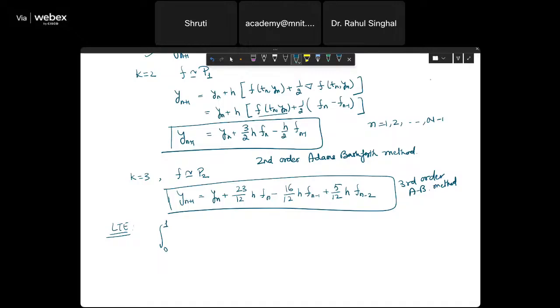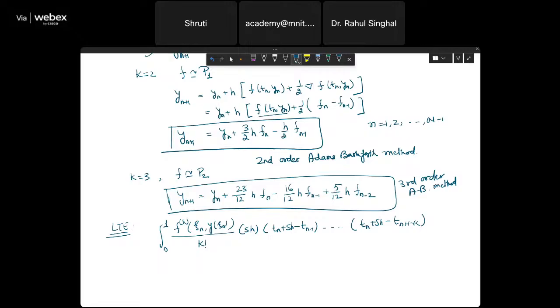0 to 1, the kth derivative of f at xi n, y at xi n, divided by factorial k, and the other terms will change like this. t minus tn comes out as sh, then tn plus sh minus tn minus 1, and the last term will become tn plus sh minus tn plus 1 minus k. So basically t is replaced by tn plus sh.